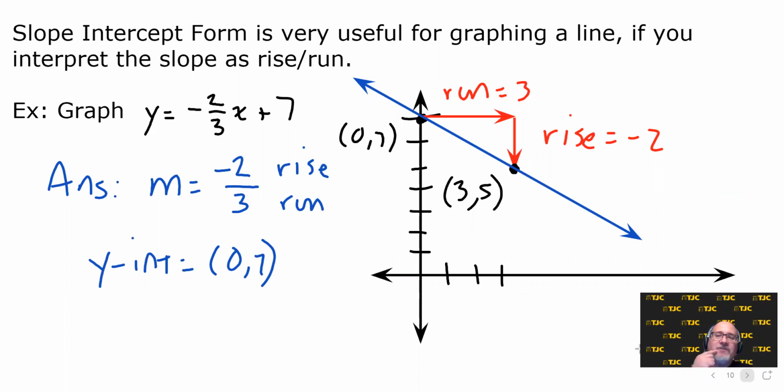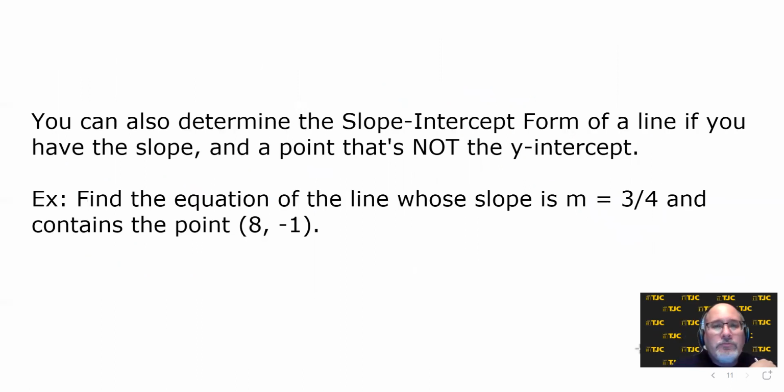Just remember, if the slope is negative, put it either with the rise or the run. I prefer putting it with the rise because I always like running to the right. That's just my preference. If you put it on the run, you would go left, but then your rise would go up.